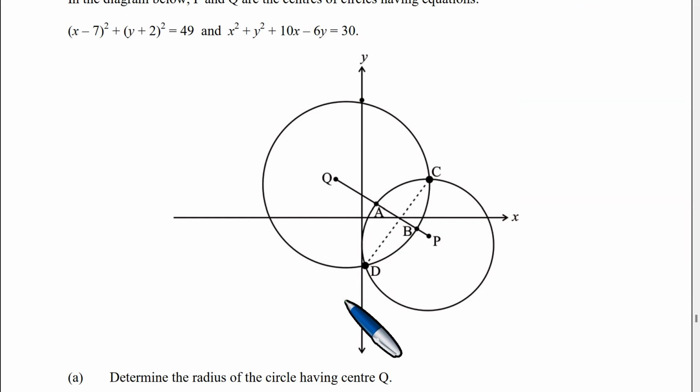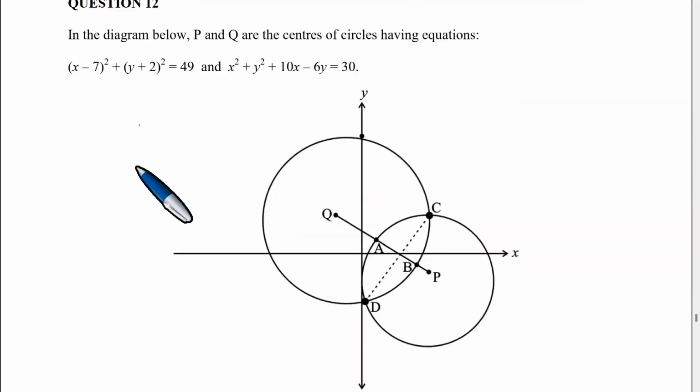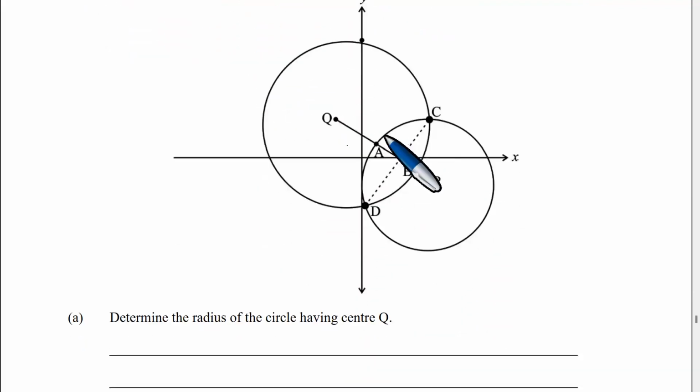So I forgot how to do this. Okay, that's fine. In the diagram below, P and Q are centers of circles having these equations. They did not say which one is which. They just said these two circles have those equations. So which one is which? You just need to look at the two centers. Now determine the radius of the circle having center Q.